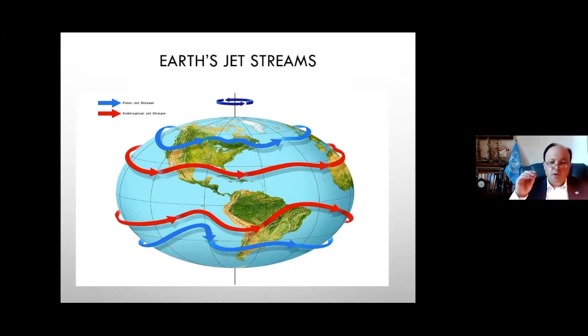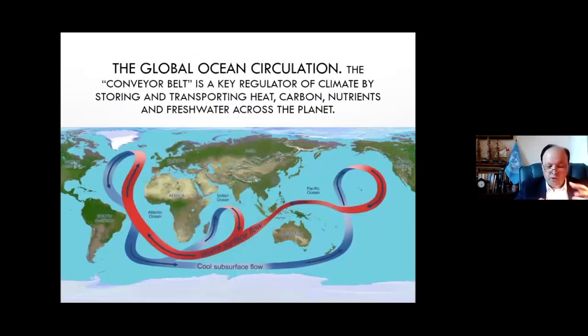Okay, so now we will put all this together. This redistribution of heat, because of the difference between the equator and the polar regions, plus the surface winds generated in the atmosphere, result in the global ocean circulation, what is known as the conveyor belt. It's a key regulator of climate by storing and transporting heat, carbon, nutrients, and fresh water across the planet. Again, it's atmosphere and oceans working together to make our planet sustainable.